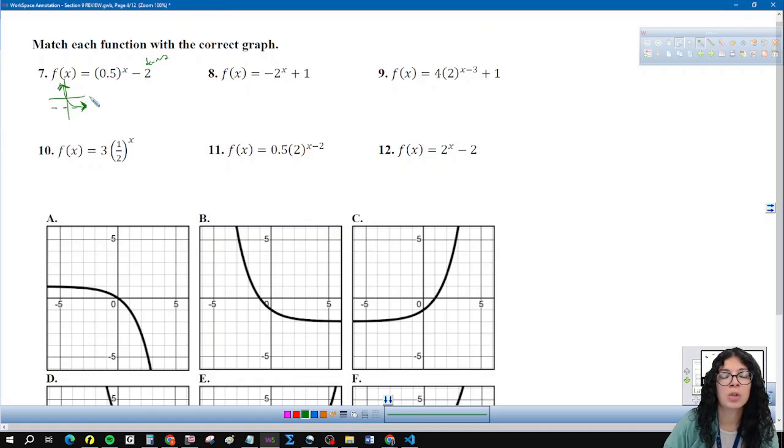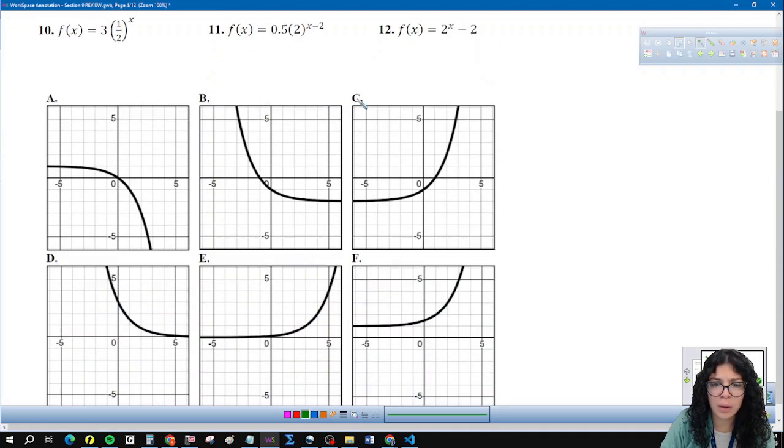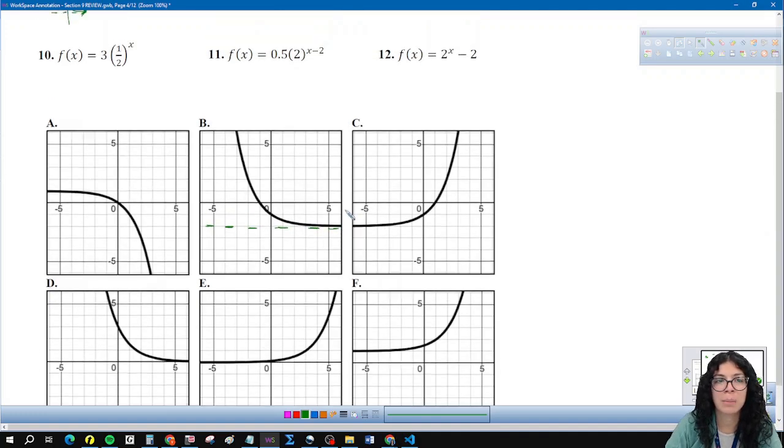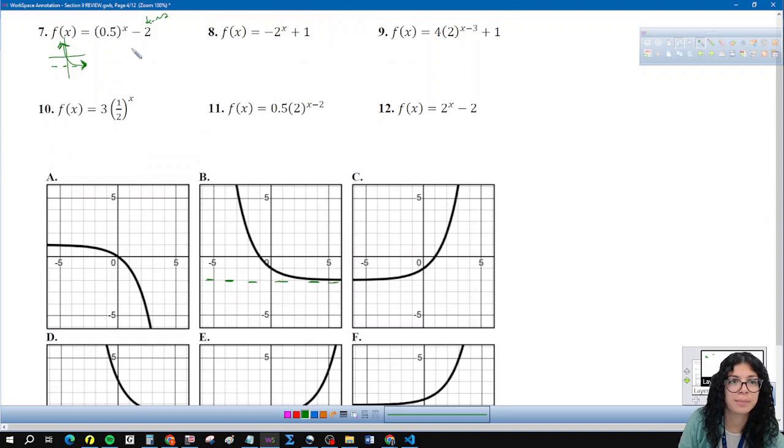So that means that this horizontal asymptote is going to be on y equals -2 rather than the x-axis, y equals 0. So if I look at all of the options here, the only ones that look like decay are B and D. But notice that D has the horizontal asymptote still at the x-axis, y equals 0, and B does have that horizontal asymptote at y equals -2. So number 7 is the B graph.